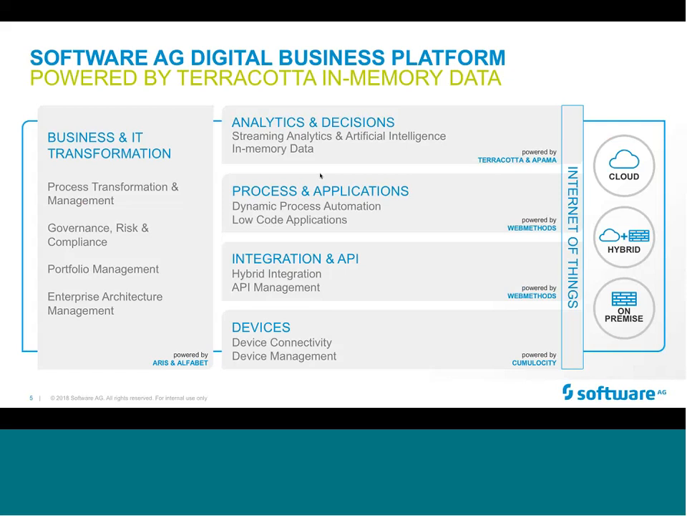If you look at the digital business platform from Software AG, we fall into the real-time data and analytics set of capabilities, but Terracotta also powers some of the other core capabilities from the digital business platform, some of them being integration server and also our process and application platform. So not only is Terracotta offered as a real-time data platform and analytical platform, but it also powers various other core capabilities of the DBP.